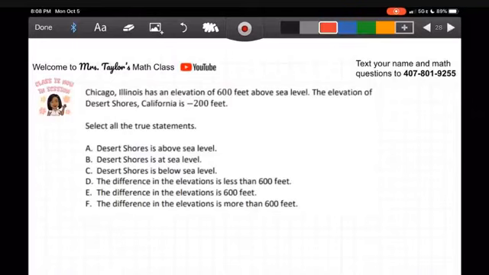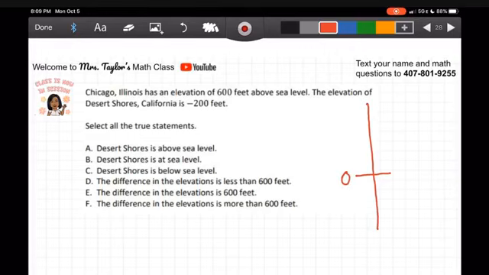Okay, let's do another. It says Chicago, Illinois has an elevation of 600 feet above sea level, and the elevation of Desert Shores, California is negative 200 feet. Select all true statements. Well, before I select the statement, I like to make a visual of what they're talking about. So let's just draw a line. And let me put a 0 here. 0 is going to equal my sea level.